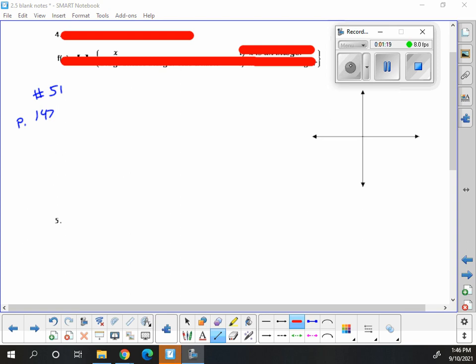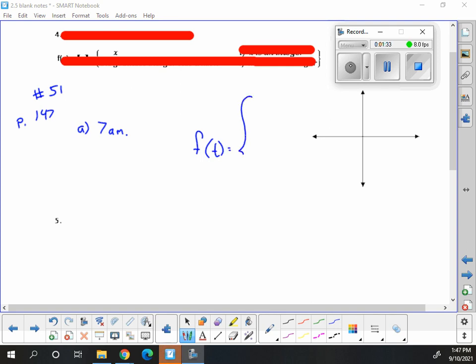Part A, what is it we're trying to find? 7 a.m. And we need to put the function up. So we have f of t. Why do you think they chose t? T is time, so we're plugging in a time. These are our times over here. And what are our pieces? Our first piece is 40t plus 100.